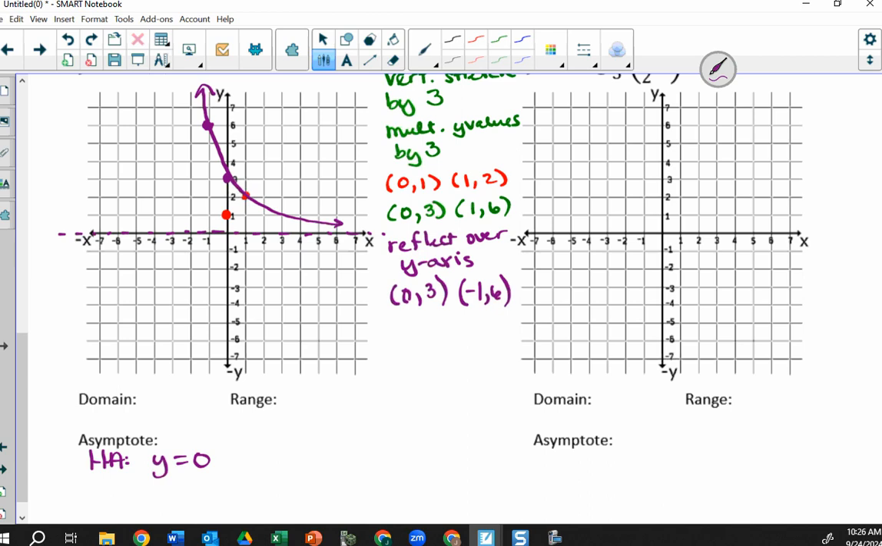Let's pause for a sec. What questions do you have? There was no shifting, right? There was no move it left 3 or up 2 or anything like that. All we did was multiply. We had a vertical stretch, and then we had a reflection across the y-axis. Does that make sense? Okay.